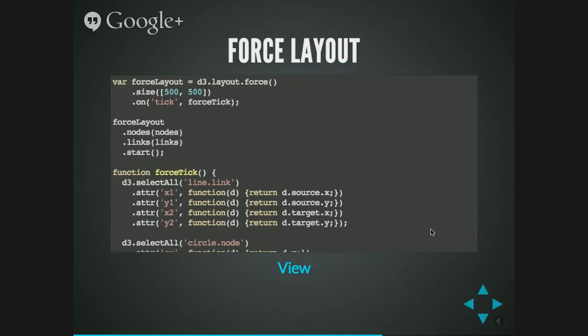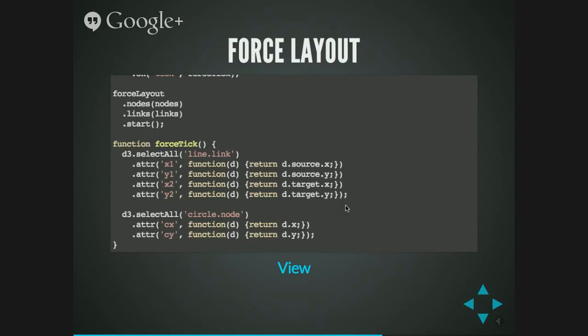We can provide various events. There's a tick event, which is fired on every iteration. There's also an end event. So you could just do end here, and then your nodes would position themselves once it's found its stable state. But usually when you see them, you have the tick event. So on each iteration, this function will get called, and it's similar to what we had in the other layouts.